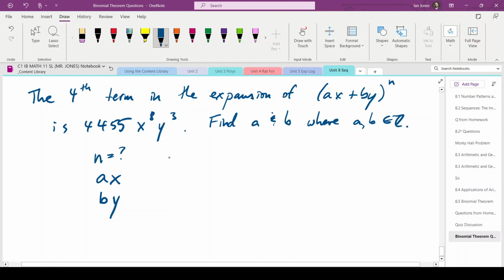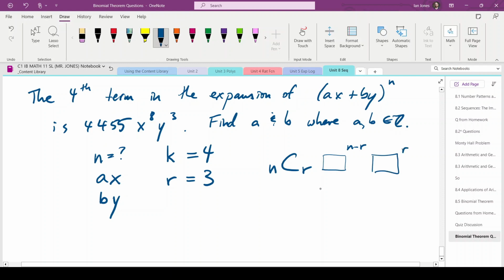What about k, the term number? Well, I know that it is 4. Therefore, I know that r is 3. R is always 1 less than the term number. And I know that I have n choose r. Instead of getting myself confused with a, I'm just going to put a box to the n minus r and put a box to the r.